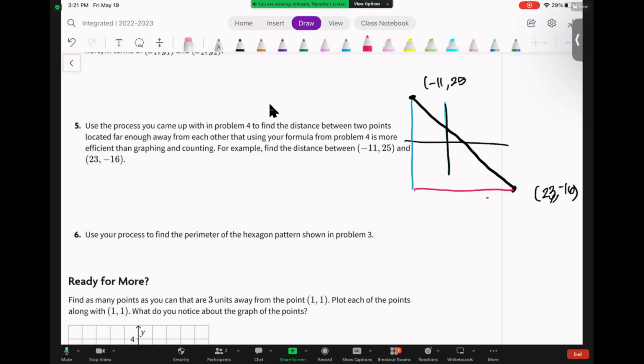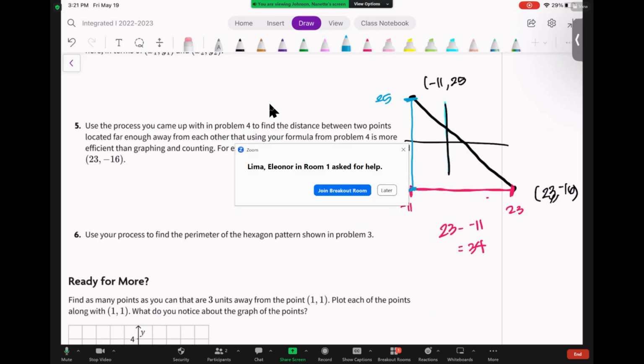So how far is this part from this part? And you're like, well, this is 23, Miss Johnson, and this is negative 11. Good. How far are they? And you're like, 23 minus negative 11 is 34. And then you would do similar over here. And you would go, how far is 25 from negative 16? And you're like, oh, that's 41.